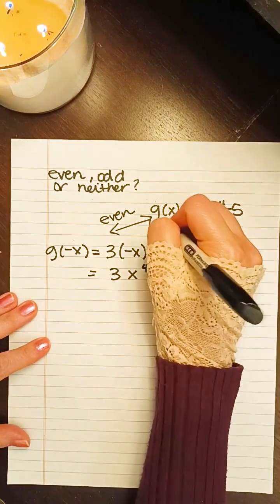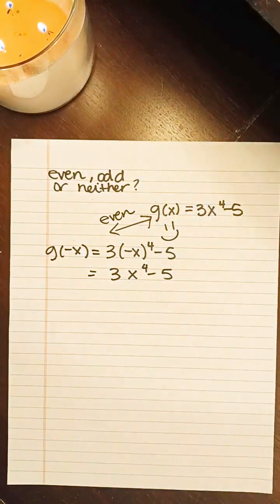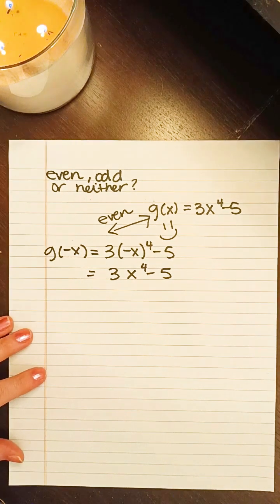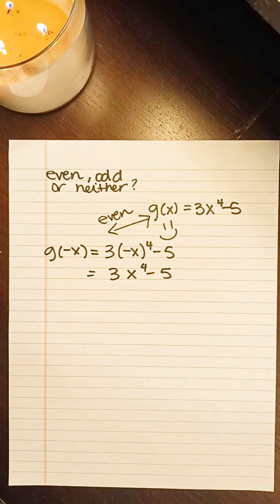And they are. So g of x is an even function. g of x equals 3x to the fourth minus 5 is even. And so that's it. That's how you determine whether a function is even, odd, or neither.